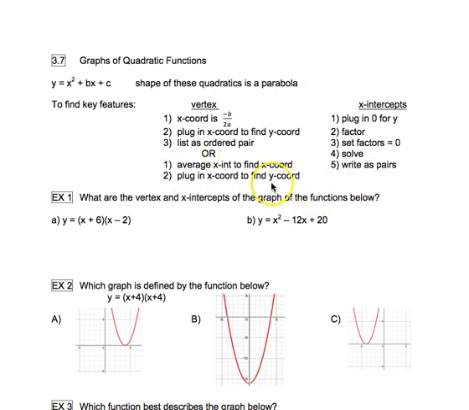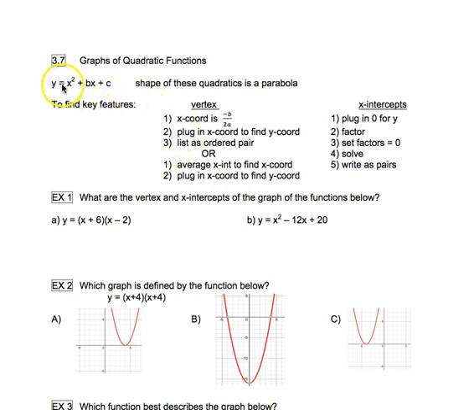In section 3.7, we're going to be looking at and talking about graphs of quadratic functions. All of the ones that you're going to see in this lesson start from the format y equals x squared plus bx plus c. So no a, no coefficient in front of the squared term on any of these in this section.